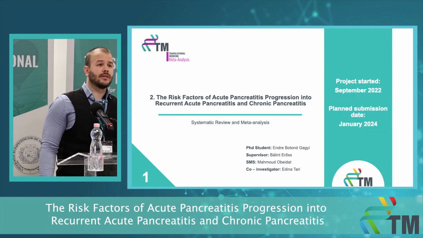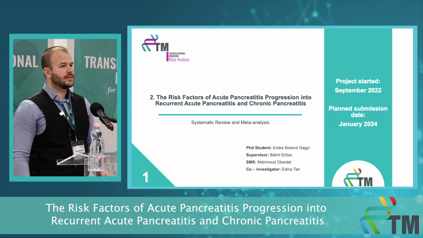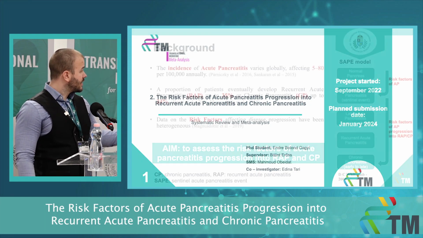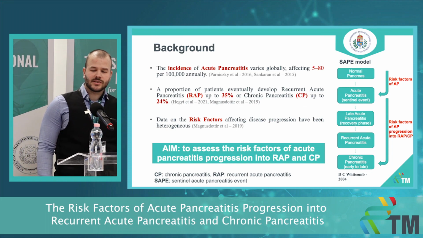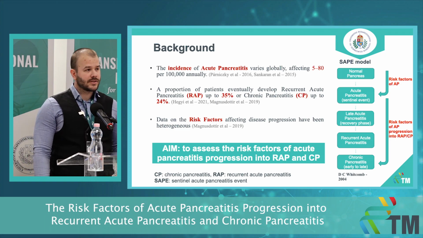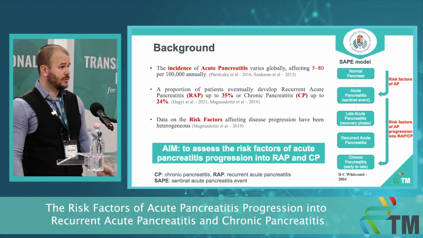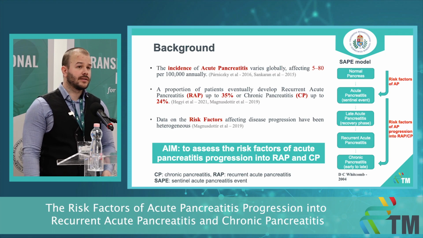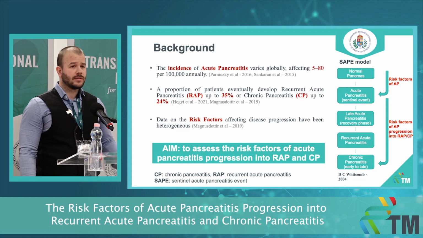Our second project is entitled the risk factors of acute pancreatitis progression into recurrent acute pancreatitis and chronic pancreatitis. This will also be a systematic review and meta-analysis. Let me briefly introduce its background. The incidence of acute pancreatitis varies globally, affecting from 5 to 80 people per 100,000, and appears to be increasing around the world. Most acute pancreatitis can be completely recovered after standard treatment, but a proportion of patients eventually develop recurrent acute pancreatitis, up to 35%, or chronic pancreatitis, up to 24%.